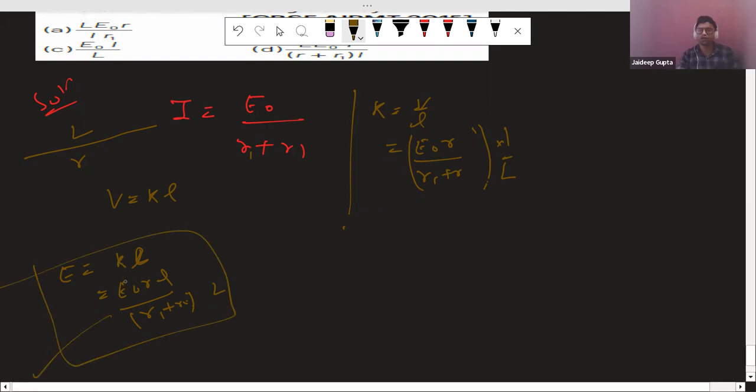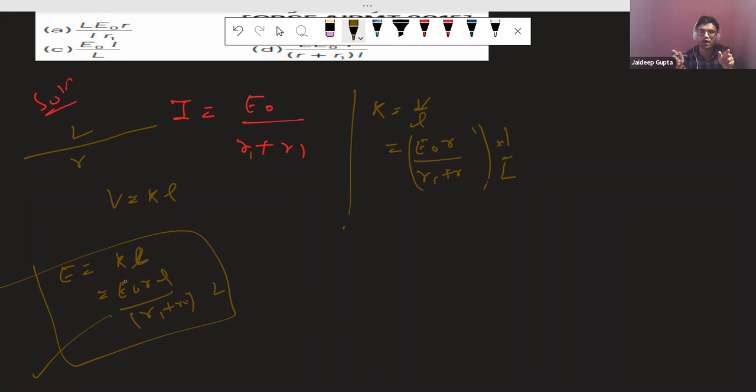Okay. So whenever you get this kind of question, first of all, we need to calculate the current. Then the total potential drop across the wire, from where we calculate the value of K. If the question asks for the balancing length and the EMF E is given, we use the same methodology. E is given and K we calculated, so L we can easily calculate.